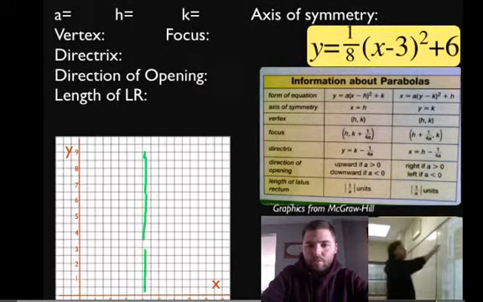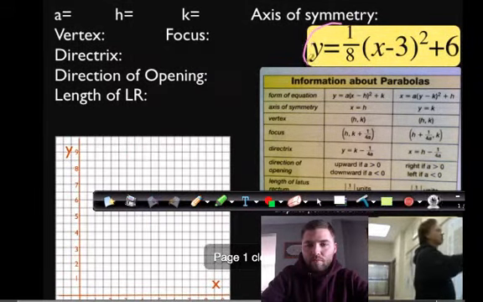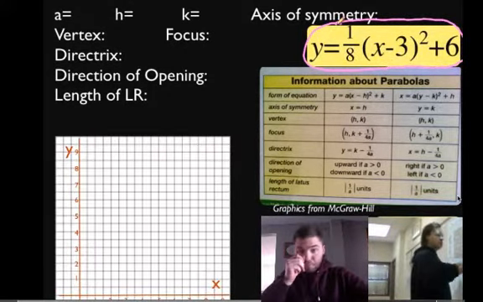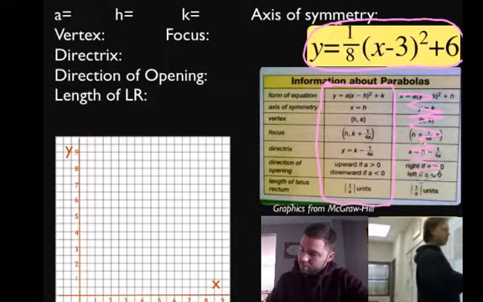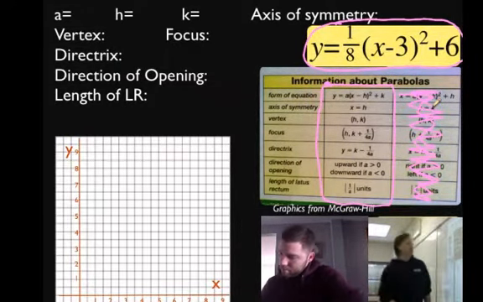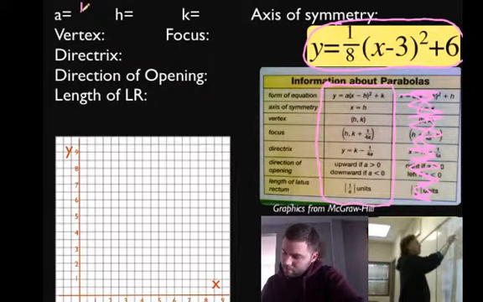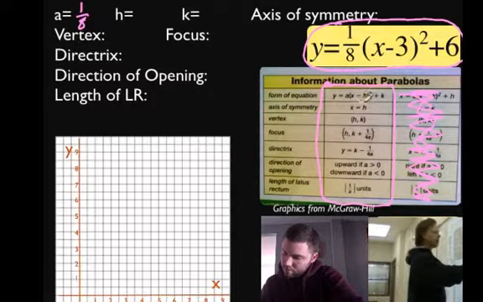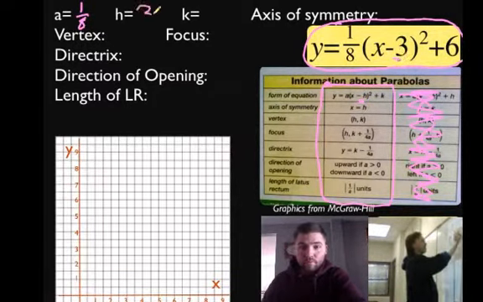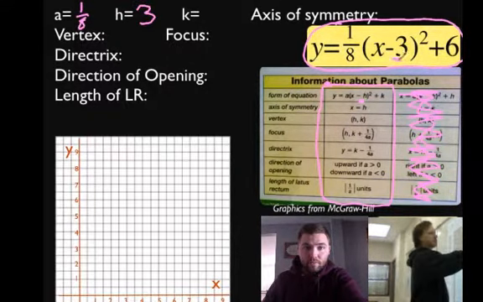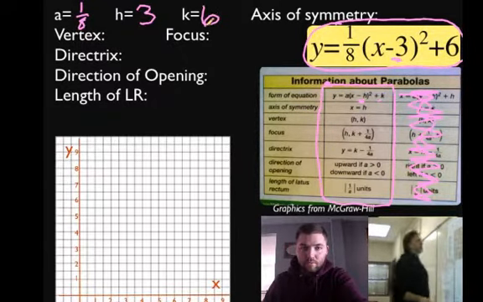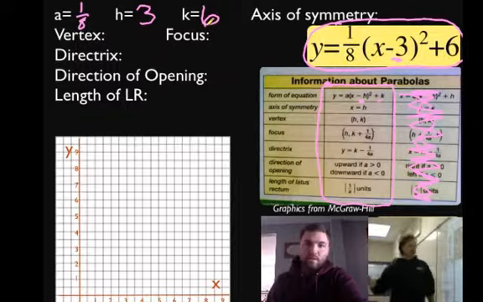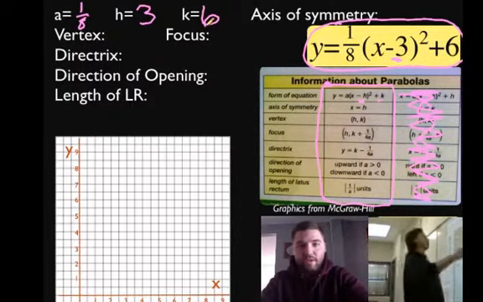Let's try one more example, but this time we're going to have it go with the y equals form. So we're going to use this set of instructions, and we'll just scribble those out so that we don't get confused. All right, A is 1/8. And H is in here now, so H is a 3. Like Mr. Creswell said, you change the sign. And then K is the 6. All right, I'll let you take the axis of symmetry. The axis of symmetry is just x equals h, which is x equals 3.